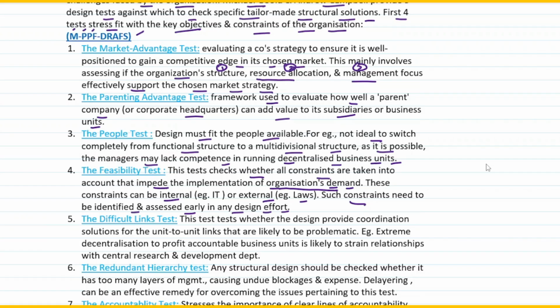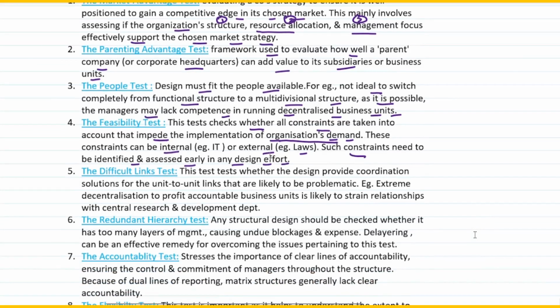Fine. Okay, then I come to the last one, DRAFS, right? So what is D? D is basically the difficult links test. What does it talk about? It says this test tests whether the design provides coordination solutions for the unit to unit links that are likely to be problematic. So basically it talks about the coordination between different units. Unit to unit means department to department or function to function that are likely to be problematic.